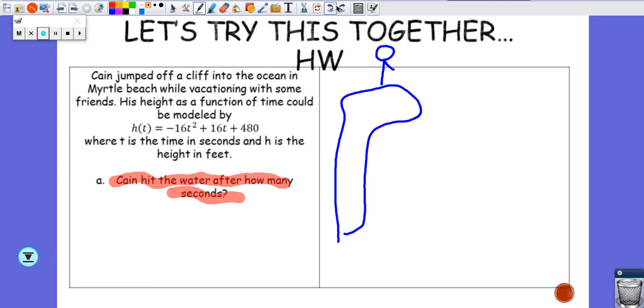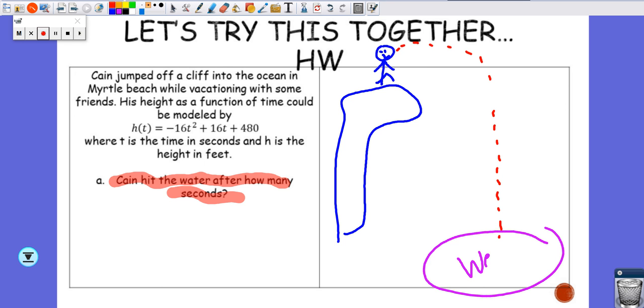Hold on guys, let me draw my stick person a little bit nicer. They're going to get much better. But there's Kane on the cliff, and then it says he jumps off the cliff. So if Kane is going to jump off of this cliff, that means he's going to have a motion that looks like this, and then Kane is going to end up down here in the water. So here's the water that Kane's going to fall into.